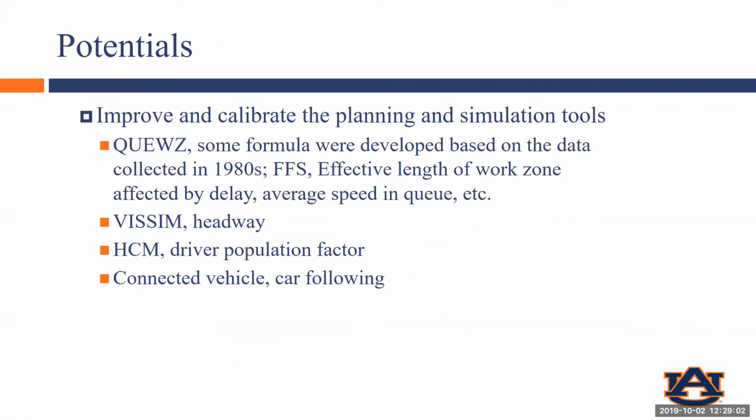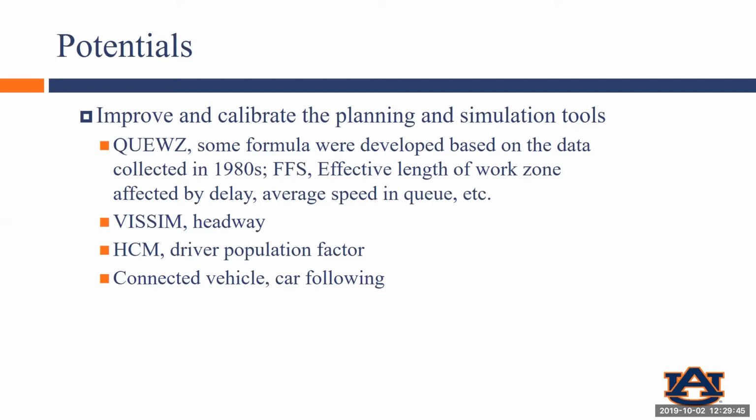So some potentials for this research: we can use the results to improve and calibrate some planning level or microsimulation tools for simulating work zones. We know this tool QWZ, developed by the FHWA, and we found some formulas they used were developed based on data collected in the 1980s. For example, free flow speed and the effective length of the work zone affected by the delay, average speed in the queue, and all these kinds of things may need to be updated.